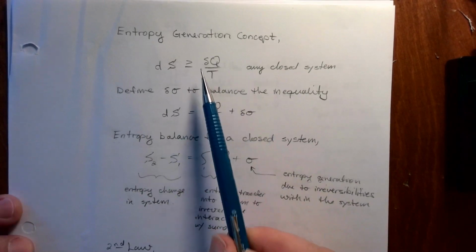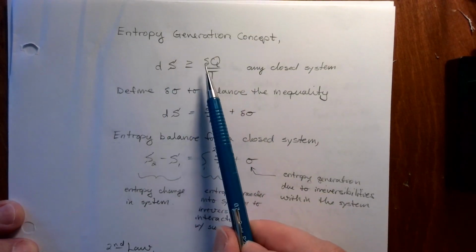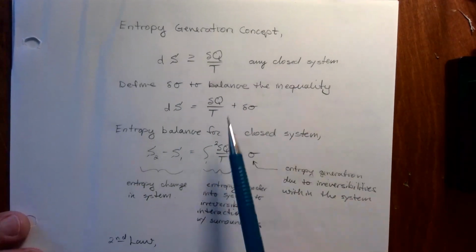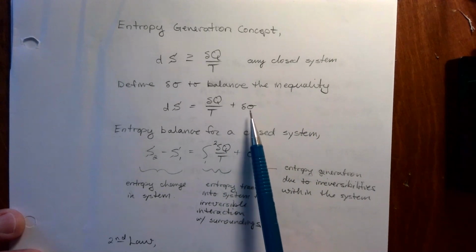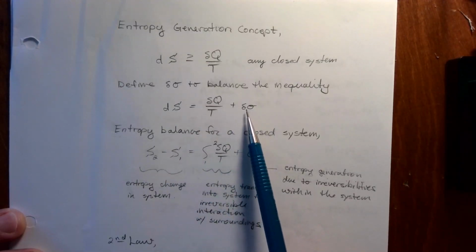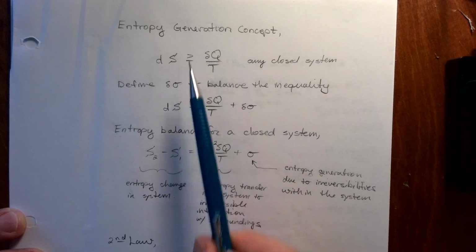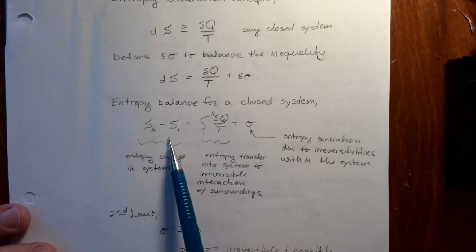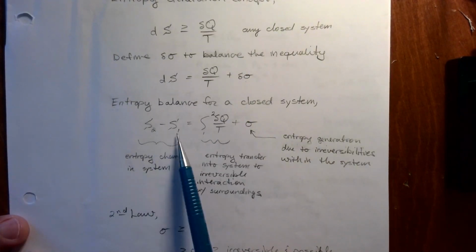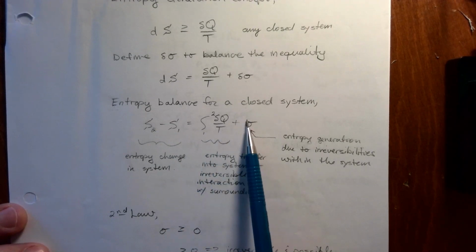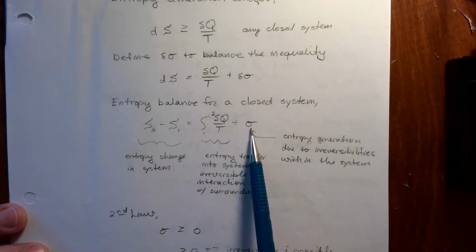All we're going to do for the entropy generation concept, take that inequality, which applies to any closed system, and we're going to add a quantity to that, sigma. In this case, it's a differential amount because all of these are derivatives, differential quantities. Add just enough to force that inequality to become an equality. And then if you integrate this between states 1 and 2, this is an equation for the entropy balance. S2 minus S1 is equal to the integral of dq over T plus this sigma term. This is entropy production or entropy generation.